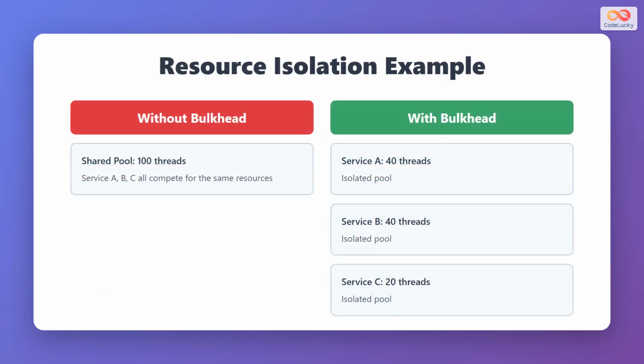Let's compare systems with and without bulkheads. Without a bulkhead, you have one shared pool of 100 threads. Services A, B, and C all compete for the same resources. If service A goes slow, it can consume all threads, starving services B and C. With bulkheads, service A gets 40 dedicated threads, service B gets 40 threads, and service C gets 20 threads. Now if service A fails or slows down, it only impacts its own partition. Services B and C keep running with their guaranteed resources.